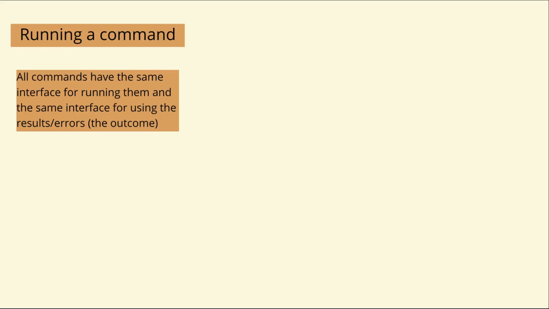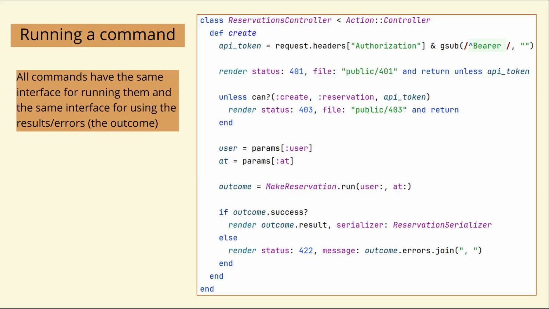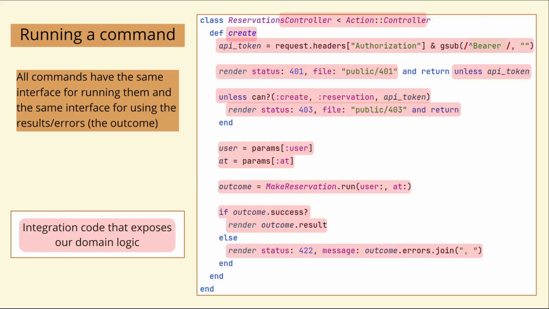So how do we run a command? Well, let's go back over to our create action. And we can run our command here with the run method. We get an outcome back, which has a result in the case of success. It has errors in the case of failure. And so now our create action is concerned with exposing over HTTP our make reservation command. And so now all of this code is integration code.